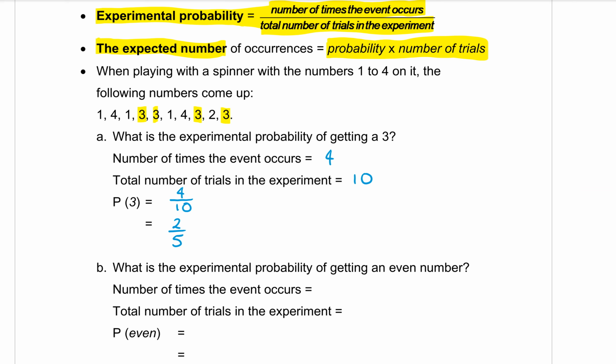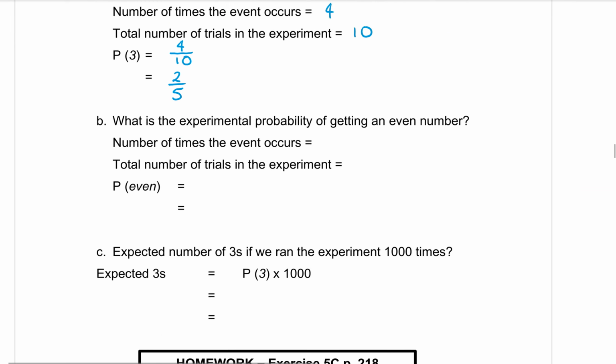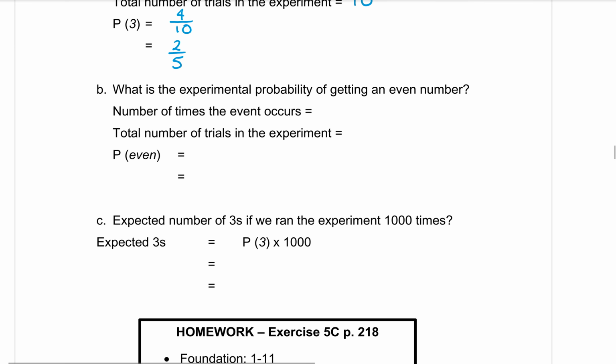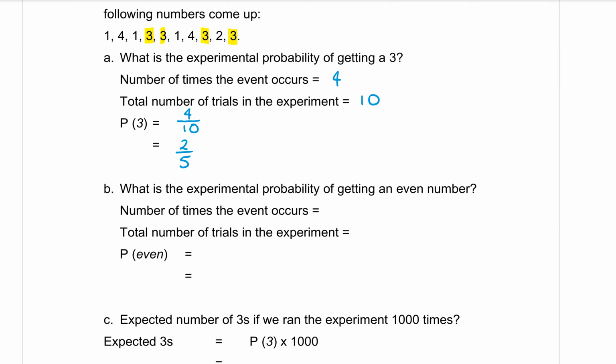Part B. What is the experimental probability of getting an even number? So first of all, it's using the same set of results up here. So let's count through and find the even numbers. So 4 is even, 4 is even there, and 2 is even. So there are only 3 numbers that are even in that experiment.